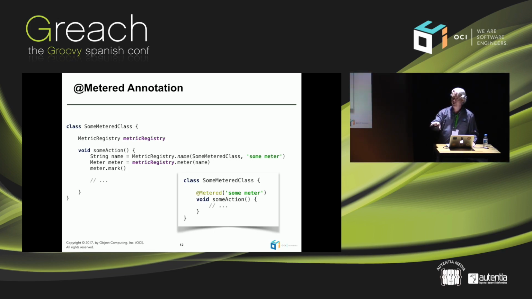And then when you add an instance of this class to the Spring application context and configure it to be auto-wired, the metric registry will be auto-wired into this property that you see declared on the left that you don't have to declare on the right.